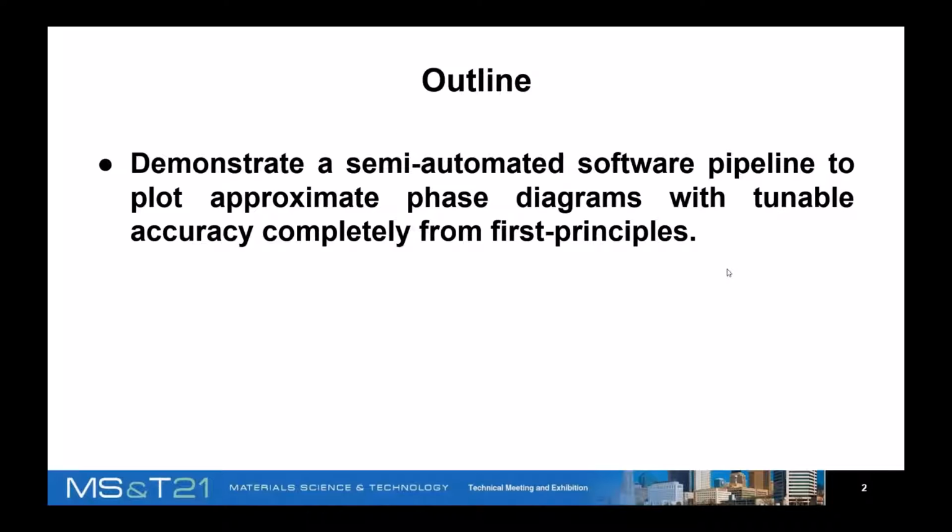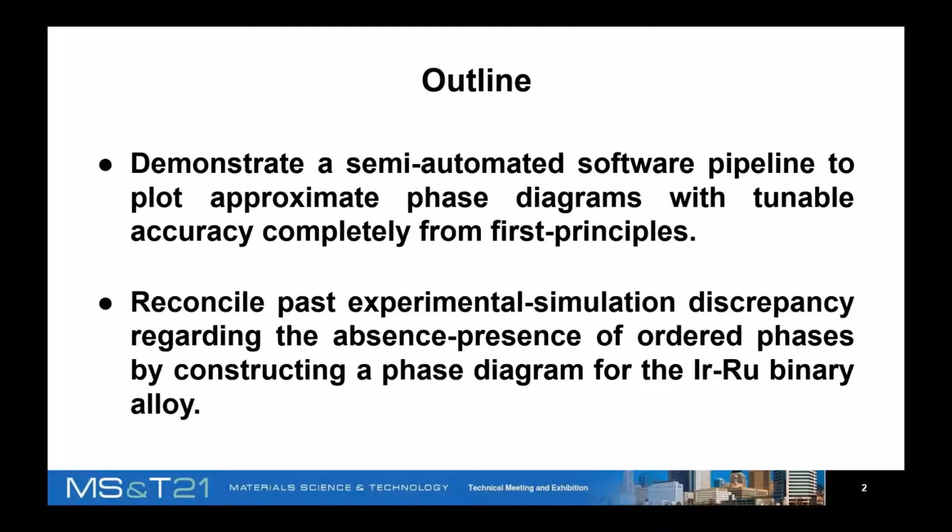First, we shall demonstrate a semi-automated software pipeline that can be used to plot approximate phase diagrams with incrementally tunable accuracies completely from first principles, without any experimental input at any stage of the process. Next, once we do plot a phase diagram, more specifically the iridium-ruthenium binary alloy, we shall see that our technique helps resolve a past experimental and simulation discrepancy regarding the absence or presence of certain ordered phases.